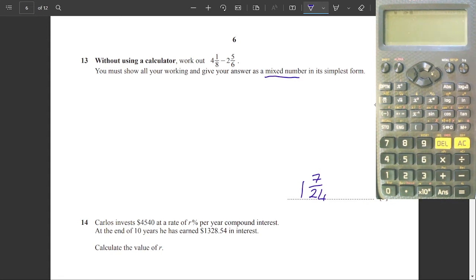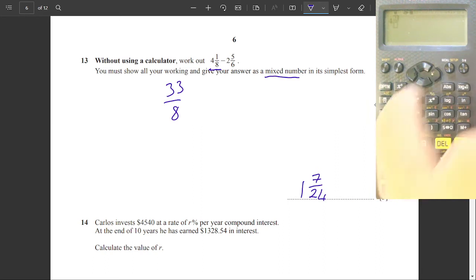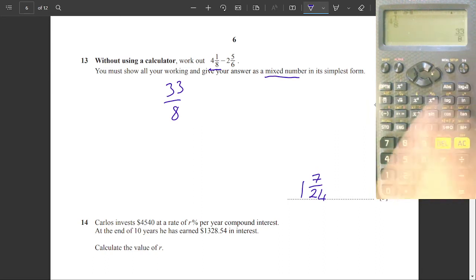So first thing we need to do is change the mixed fractions to improper fractions. So 4 and 1/8. 4 times 8 is 32, plus 1 is 33 over 8. Okay, if you're unsure or you forget, you're stressed, put it into your calculator, it gives it to you.